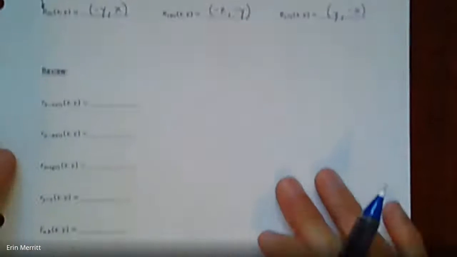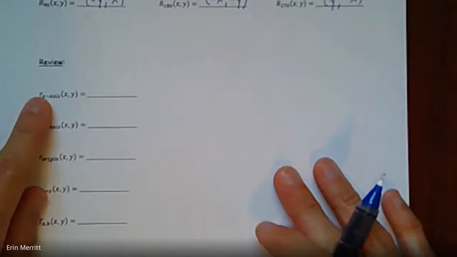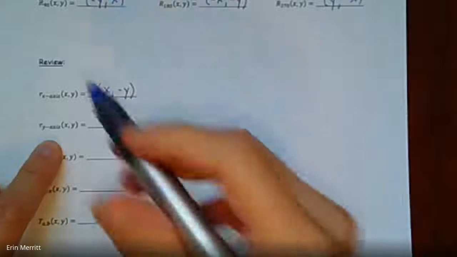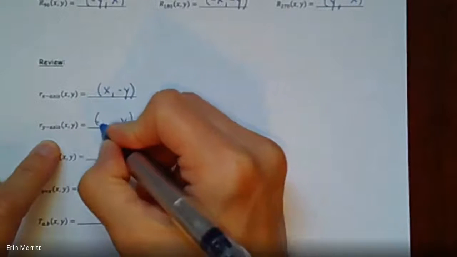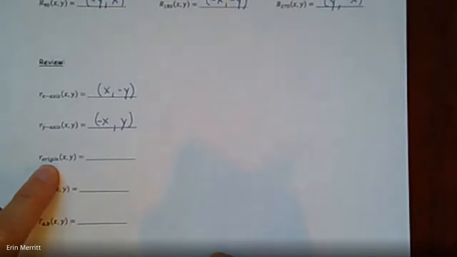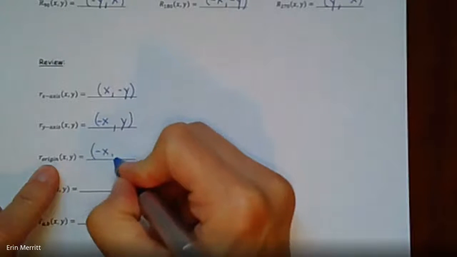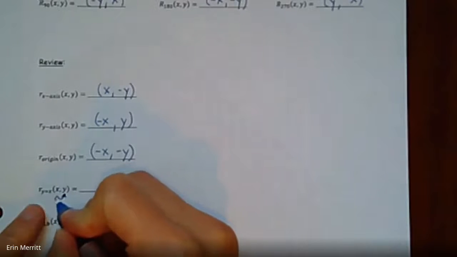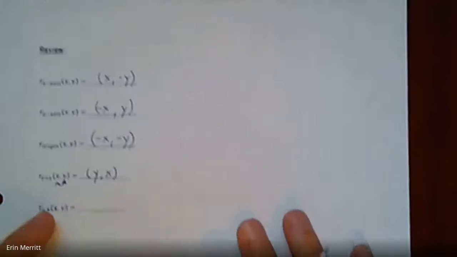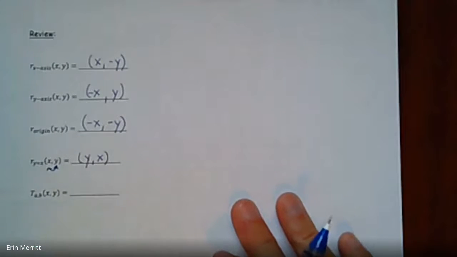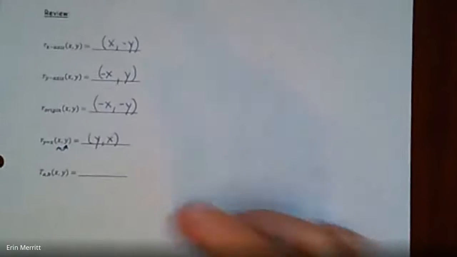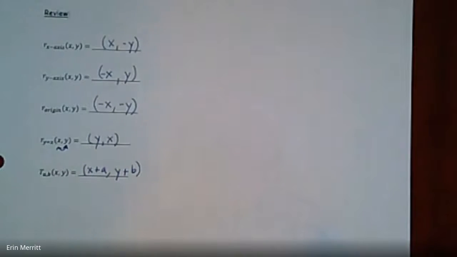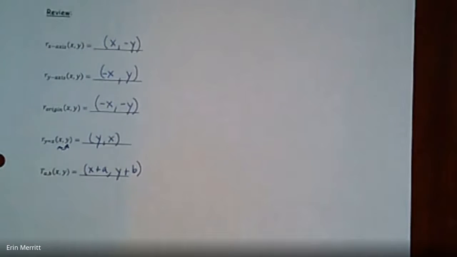And then the review. These are all the rules we've learned so far. So when we reflect over the x-axis, the x stays the same. The y is what gets negated. When you reflect over the y-axis, the y stays the same. It's the x that gets negated. When you reflect over the origin, both the x and y get negated. When you reflect over the line y equals x, here's where they switch spots. It's y comma x like that. And then the last one, if you're translating, this is where we simply are adding values. So we end up with x plus a and then y plus b. So there's a nice place to come to that has all the rules in one spot if you need it.